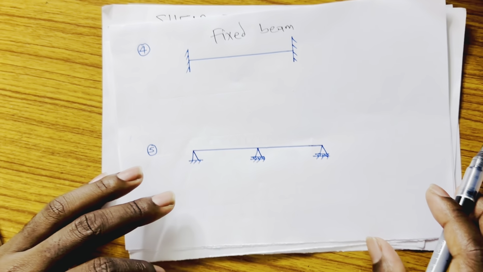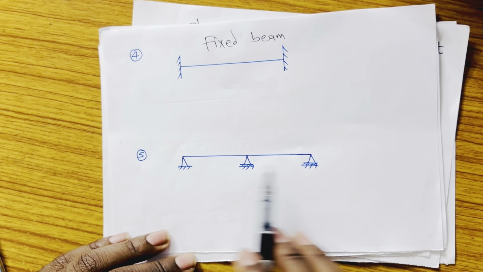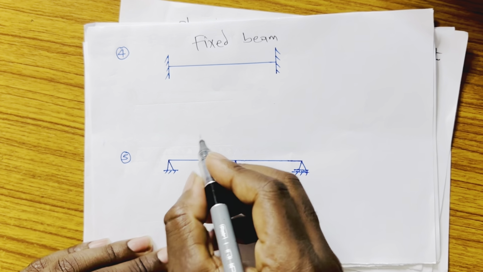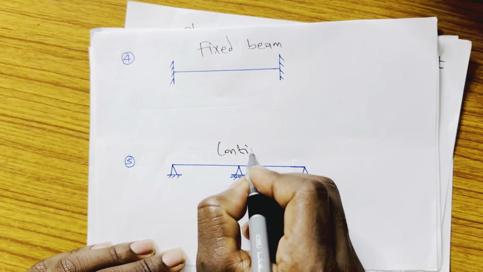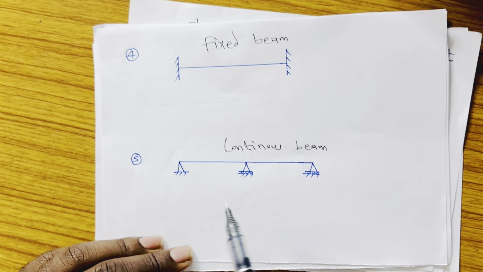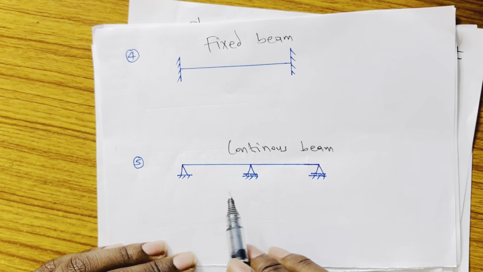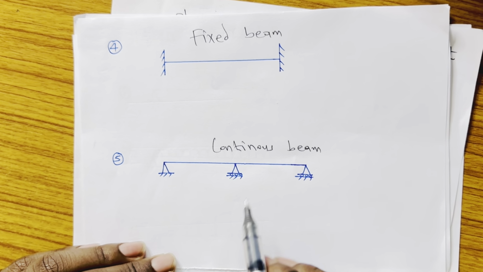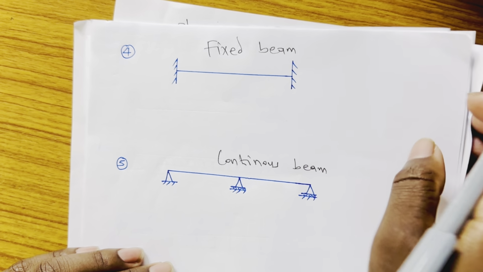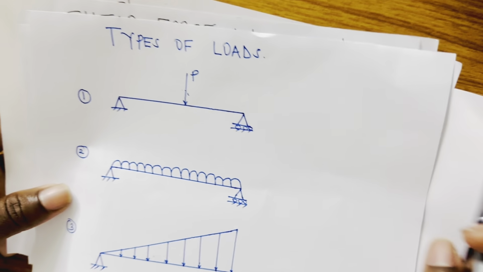So let's look at this last one. This last one is what we call a continuous beam. Okay, so what makes it to be called a continuous beam? It is because it is having more than 2 supports on the span. So a beam with more than 2 supports is called a continuous beam.